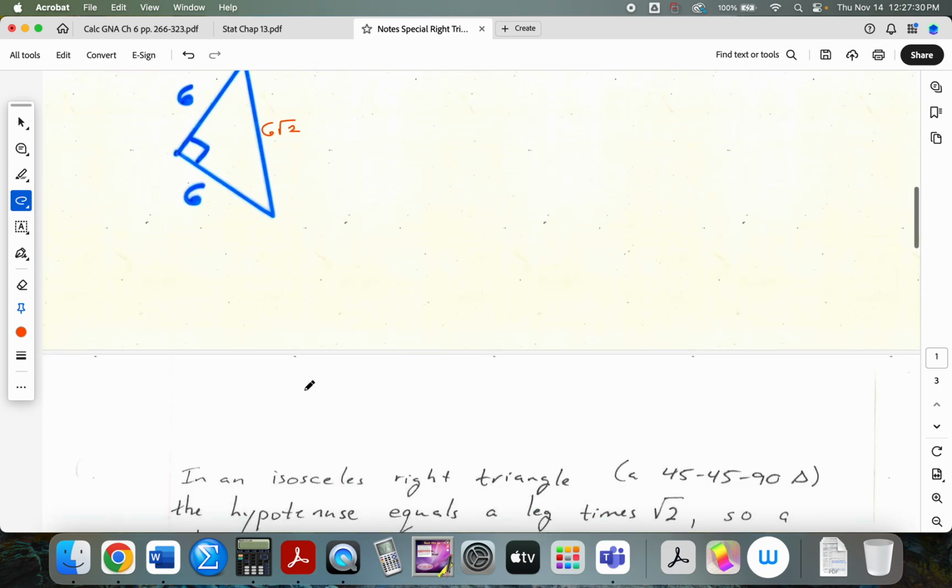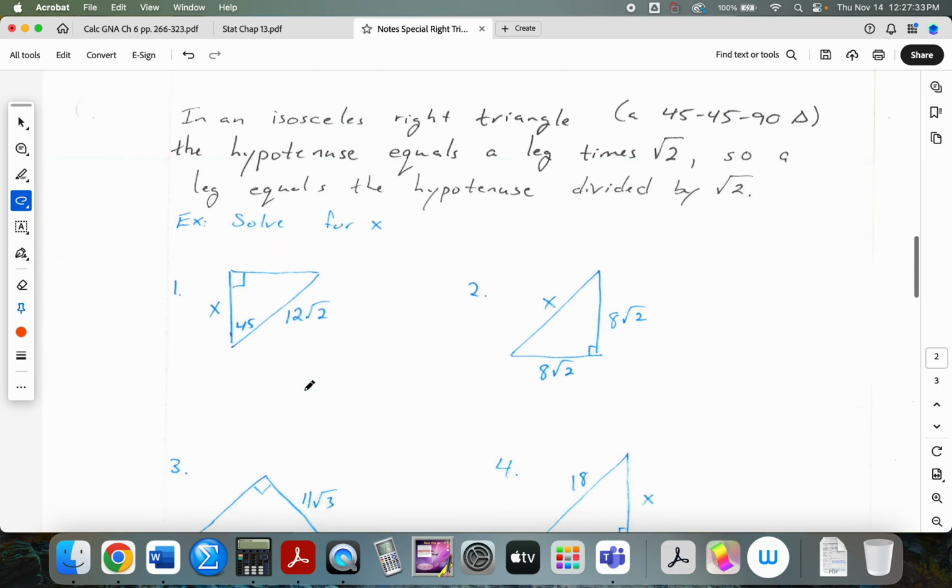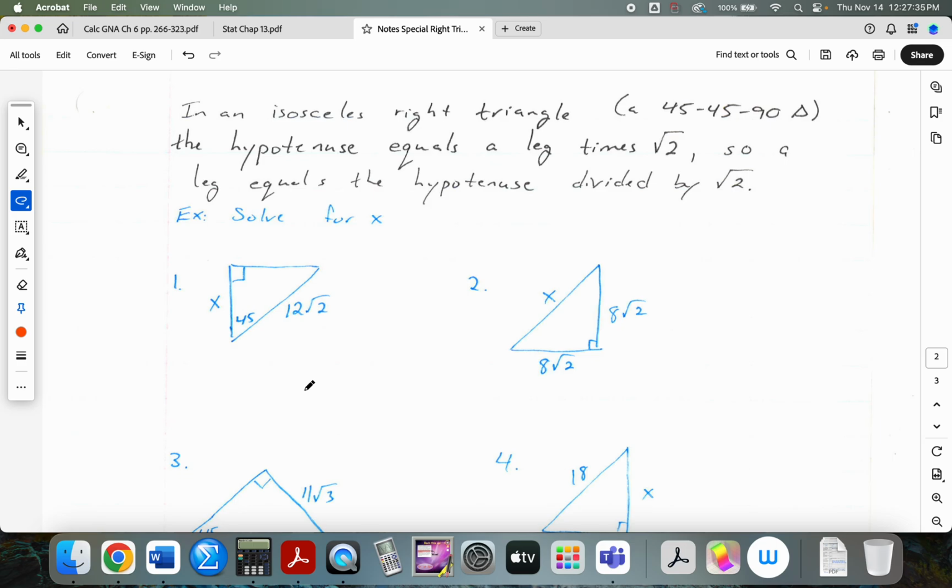Page 2. Is this our whole lesson? No. Dang.